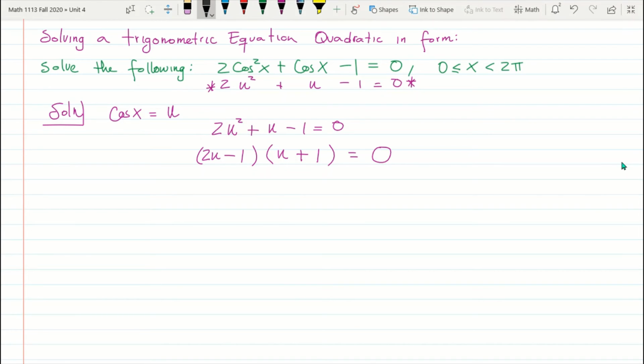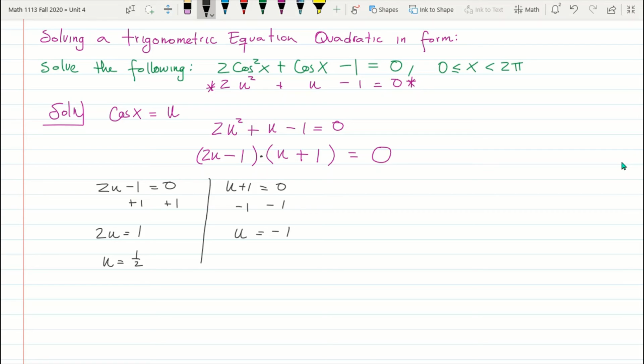And here I have these two things being multiplied to each other and they equal 0, so we can use the zero product property. So we're going to set each one equal to 0. I'm going to solve for u. Plus 1, plus 1, 2u equals 1, u equals 1 half. So that's the first part. And then there's also u plus 1 equals 0, so subtract 1, and then I have u equals negative 1.